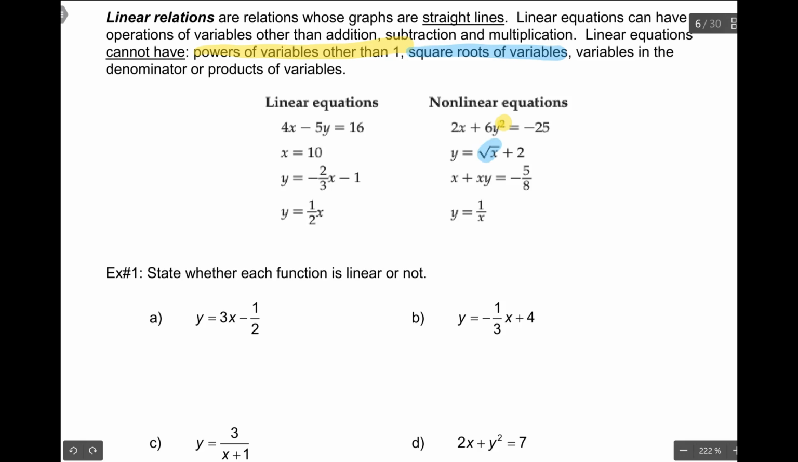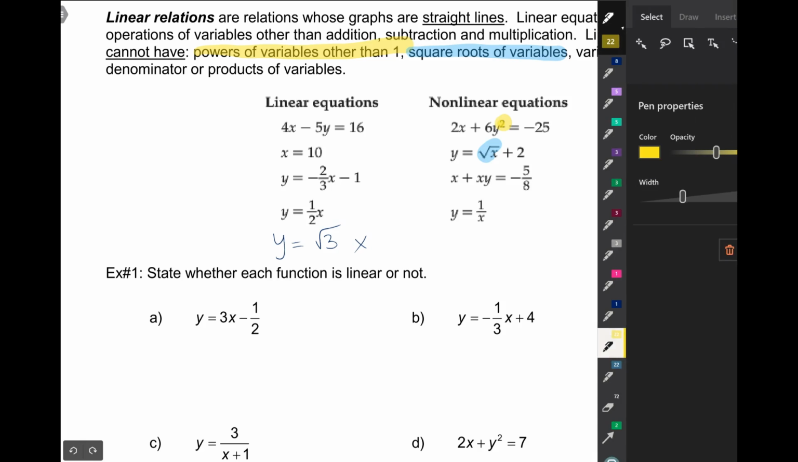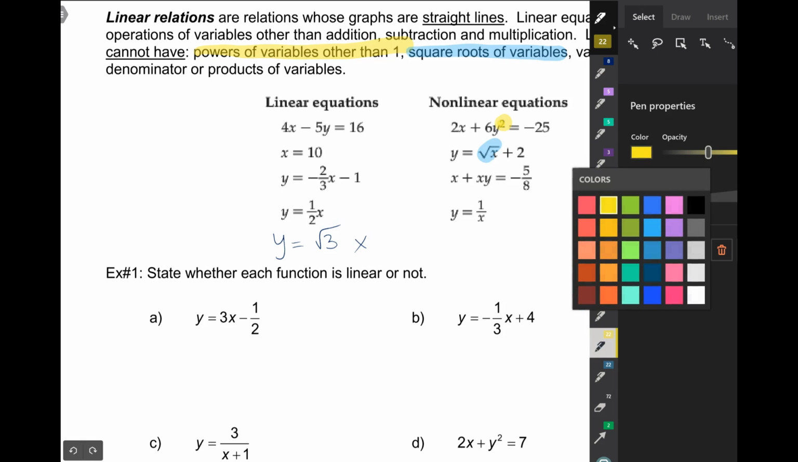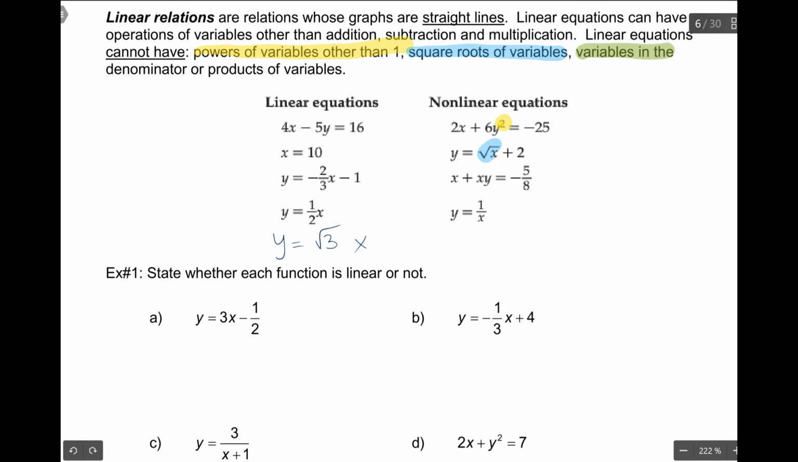However, we can have a square root of a number. For instance, if I have y equals square root of 3 times x, that's fine, because you have the square root of a number. You can't have a square root of a variable. You cannot have variables in the denominator. That's ugly. So check this out. This x is in the denominator. You cannot have that.